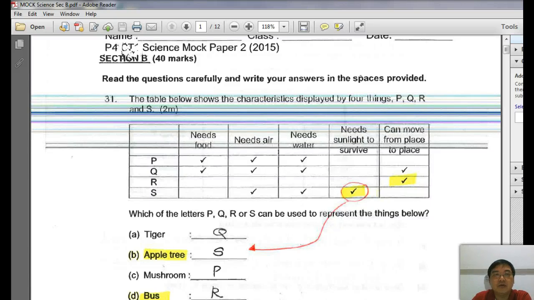Right, we have to go through this paper quickly. Right, the mock paper 2, section B. Now if you look at this table over here, sometimes you do not have to really go through everything. Just by a glance, look at R. It says it does not need any food, air and water. Straight away you know that it is a non-living thing, right? It can move from place to place. So R is a bus. Okay, you can see here R is a bus.